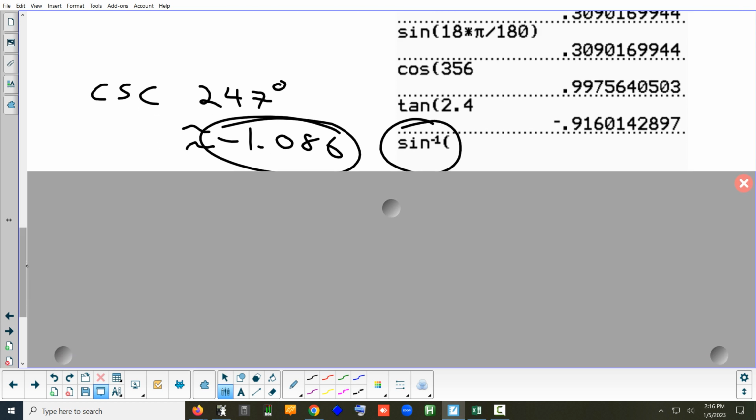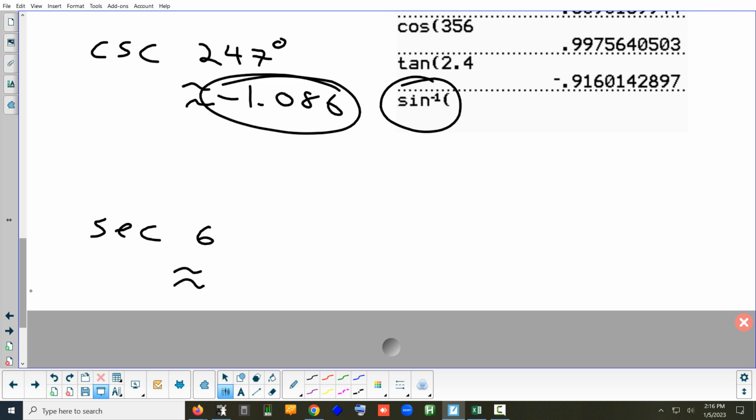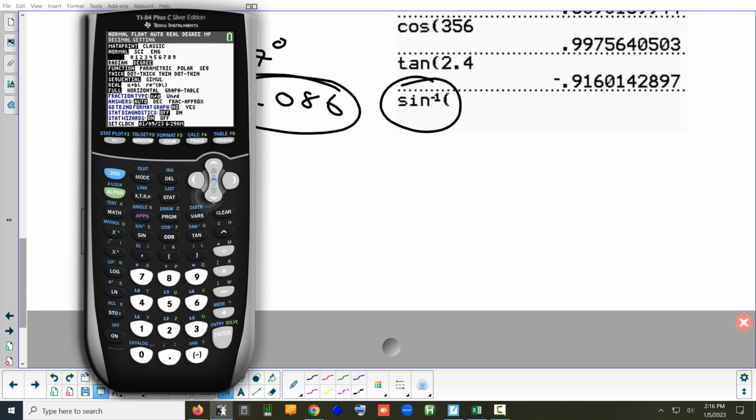Okay, so that's how you do your cosecant. All right. How about this one, Ryan? What does that one say? We do 1 over the cosine one. Right. But that's radians. So we gotta fix that first. So it's in radians. So let's take care of that.